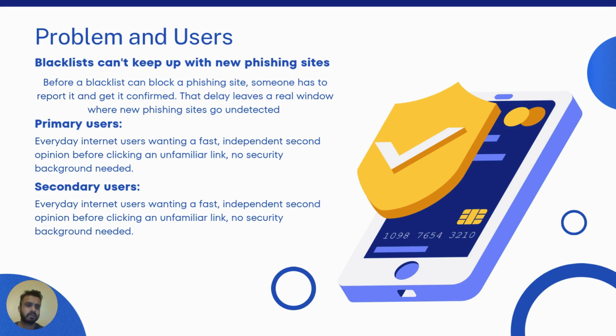The primary users of our system could be everyday internet users who want a second opinion on whether a site or URL is okay, and secondary users can be companies who want to use our system to protect their employees from malicious sites.